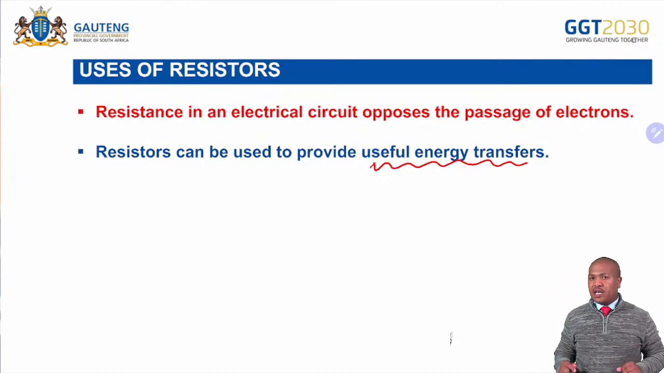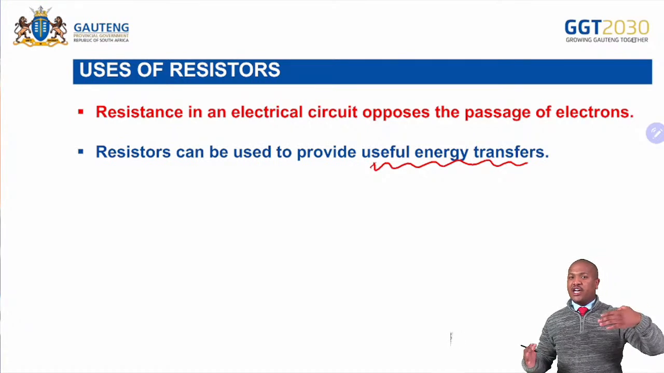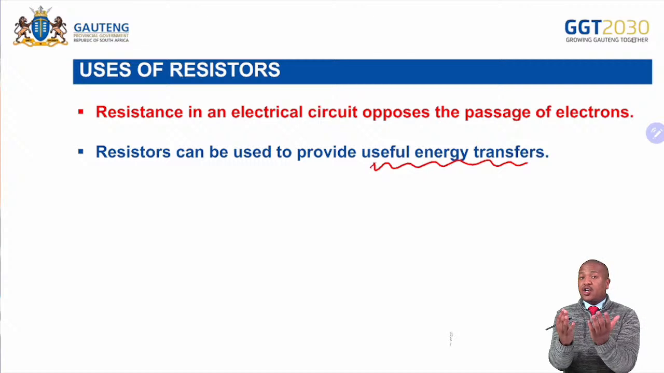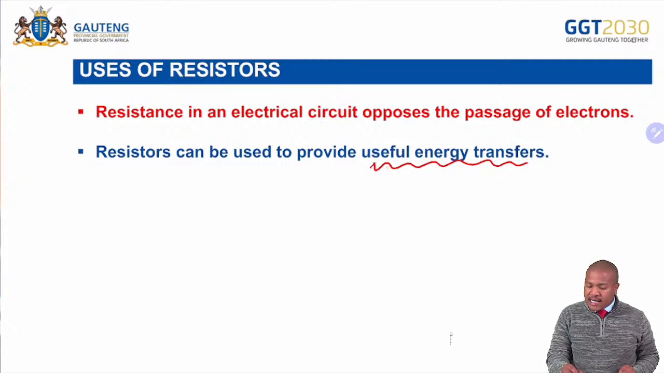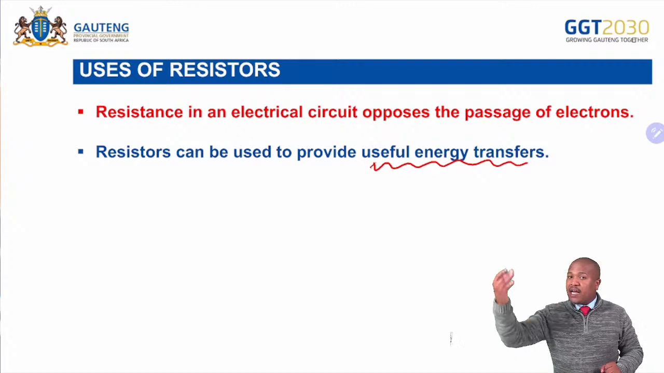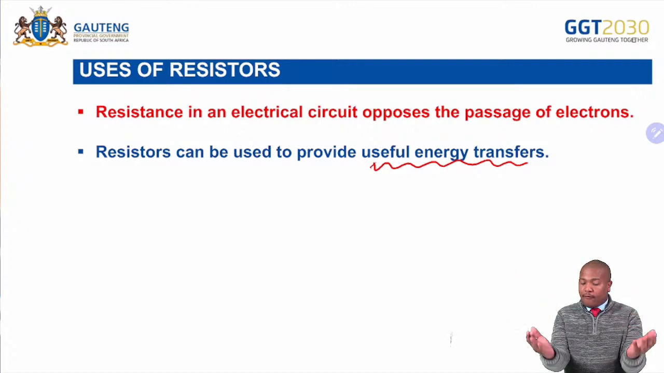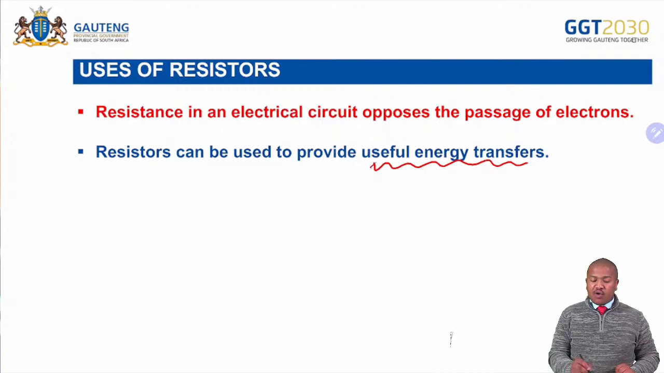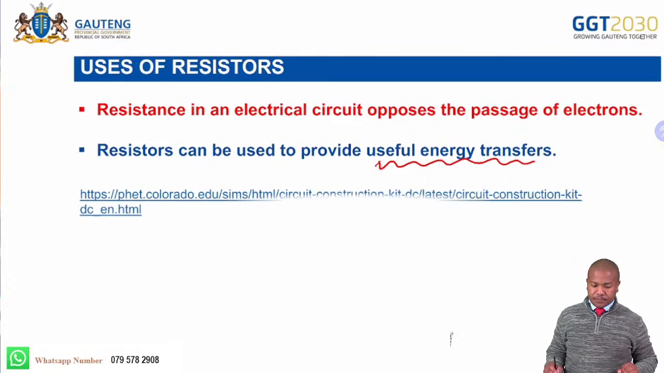Think of a light, think of a kettle, right? You have electrical energy entering the component, such as the light, or the heater, or the kettle. So now, the resistor there does what? It transfers the energy from electrical energy either to light energy, to heat energy, to sound energy, or whatever form of energy. So resistors serve the purpose of what? Providing useful energy transfers. Are we together?